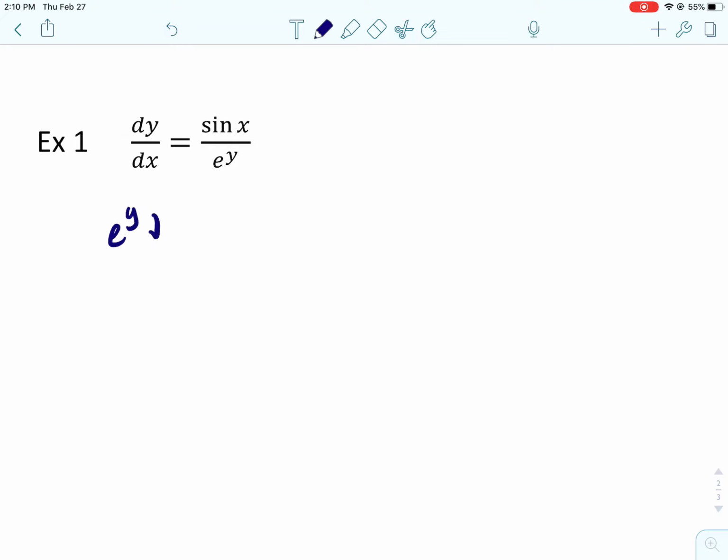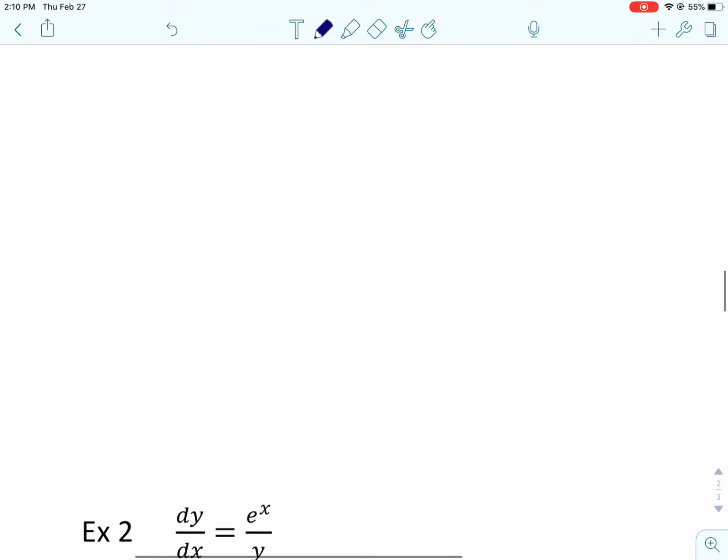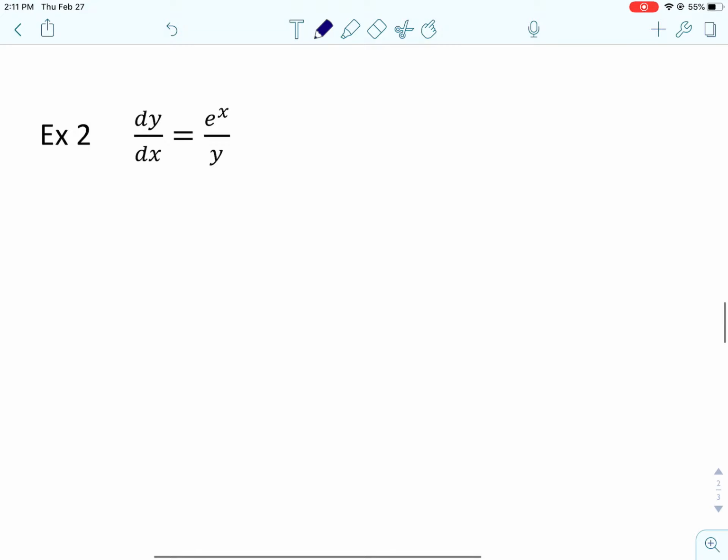dy times y equals sine of x times dx. Good. So you're basically on this one just cross multiplying. So you do want to write the dy and the dx second. So you want to write it after the e to the x or e to the y and the sine of x. Very nice. All right, let's skip to example 2.